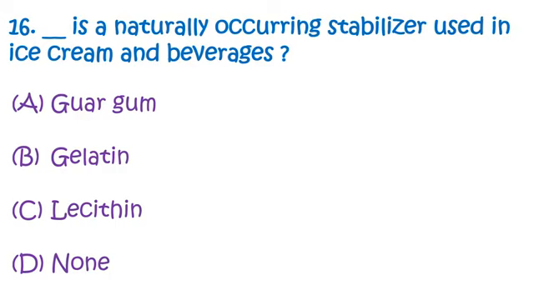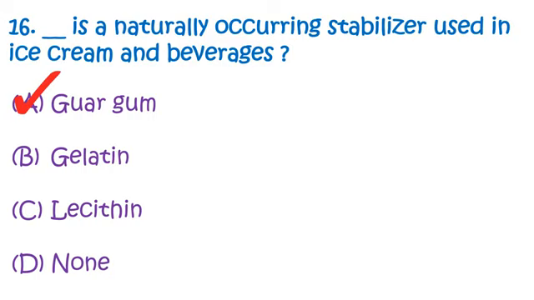Question number 16. Dash is a naturally occurring stabilizer used in ice cream and beverages. Options are option A, guar gum, option B, gelatin, option C, lecithin, option D, none. And the correct answer is option A, guar gum.